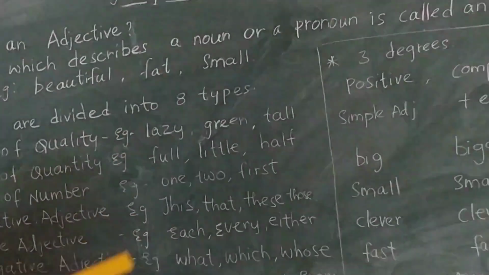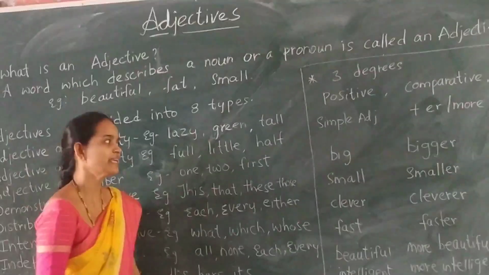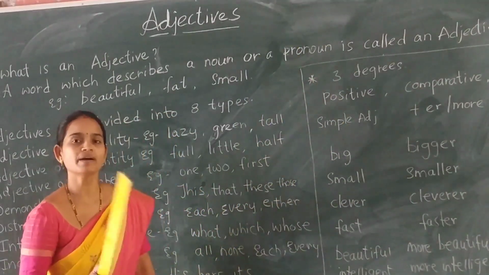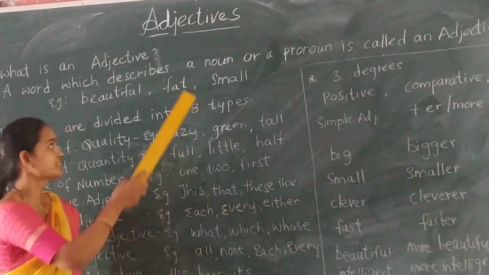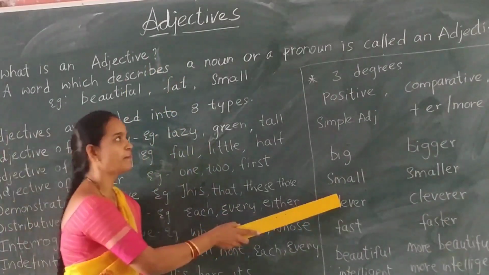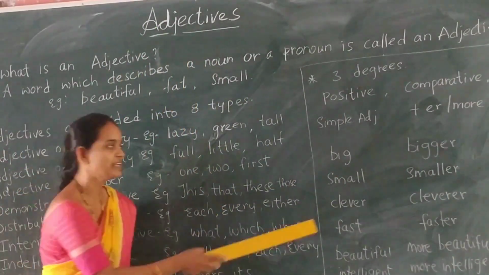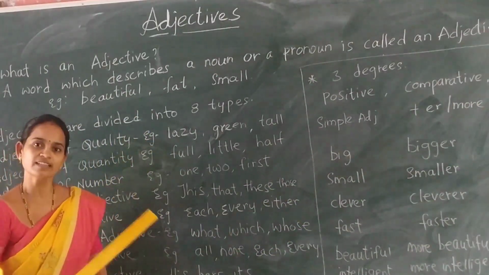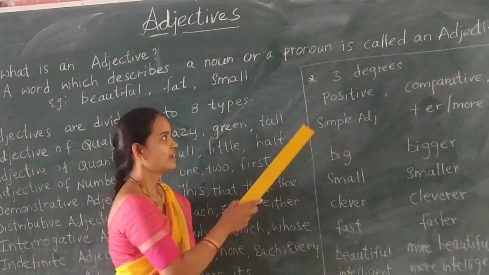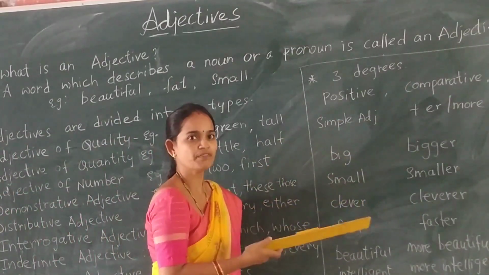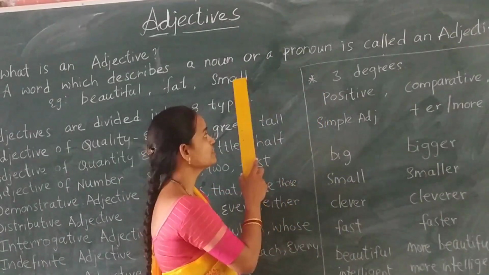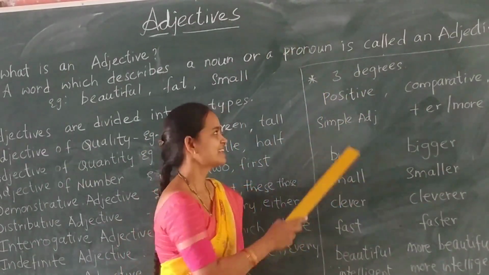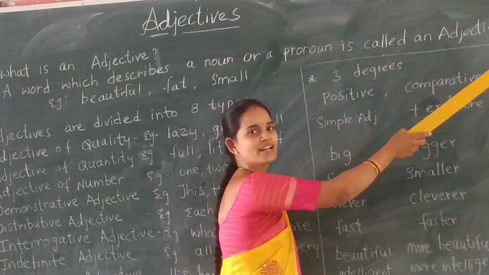This is here to explain to you, because the main topic given in the textbook is about degrees of comparison. Degrees of comparison is the transformation of adjectives. It is a transformation topic of adjectives. Before knowing degrees of comparison, you must know what is an adjective and how many kinds of adjectives there are. So let us go to the next step. Adjectives are divided into 3 degrees. That is positive, comparative and superlative.